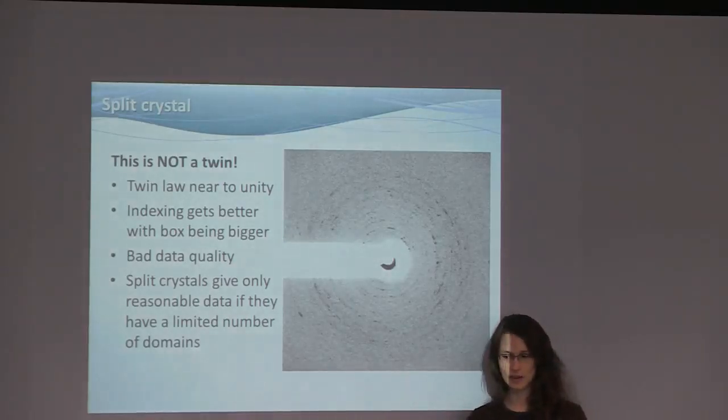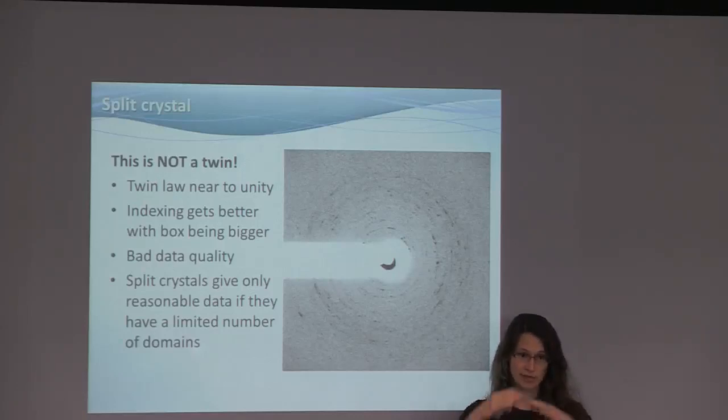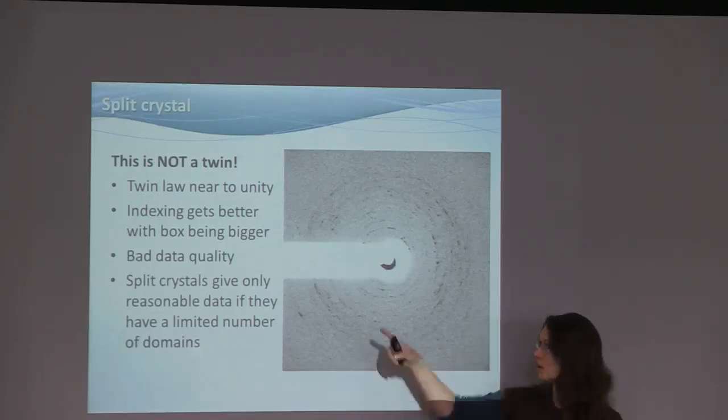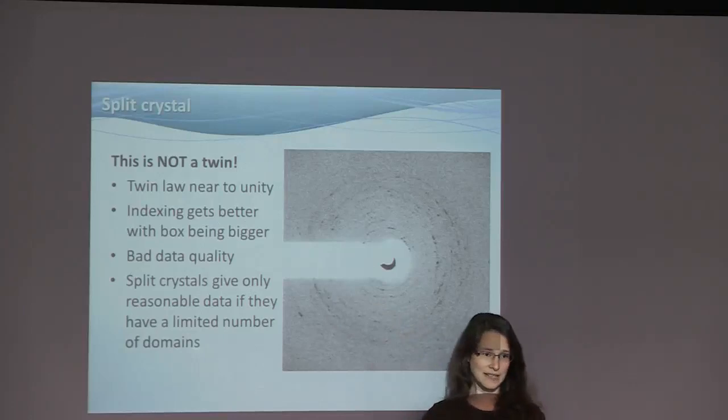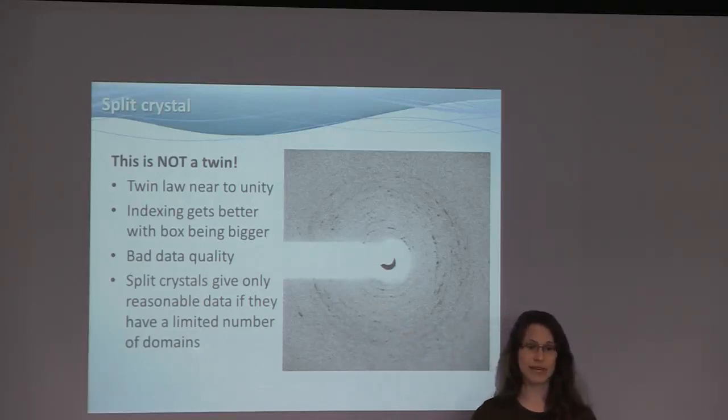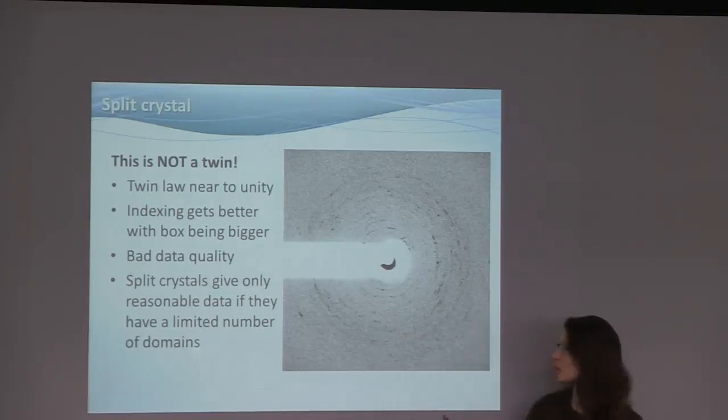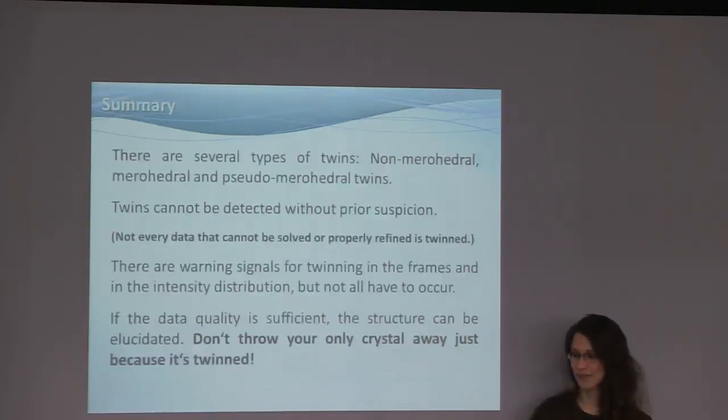And split crystals can only give you reasonable data if they have a limited number of domains, in which case the twin law will be near to unity because the orientation will still be pretty similar after a crack, for example. You can also recognize these because when you do indexing, the indexing gets continuously better as the box gets bigger. And the data quality is not usually so good.